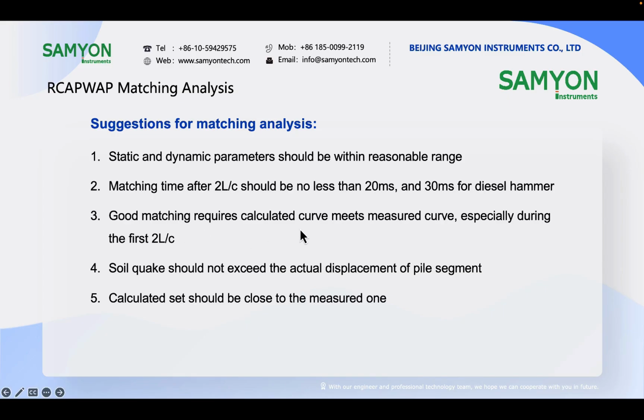Good matching requires the calculated curve to meet the measured curve, especially during the first 2L/C. And that's how we calculate the match quality MQ. If they do not meet very well, the match quality MQ value will be very big. Soil quake should not exceed the actual displacement of the soil segment. And the calculated set should be close to the measured one, because the measured set is inputted by the engineer. The software will also calculate a set, and the two values should be as close as possible.